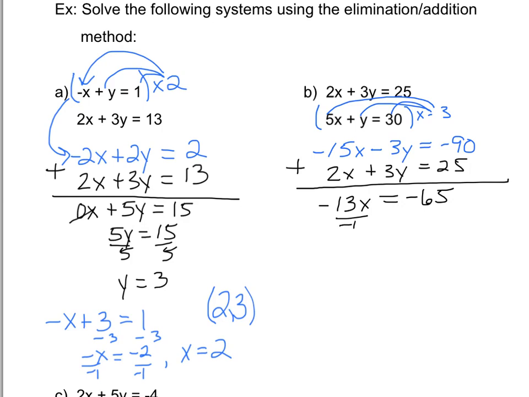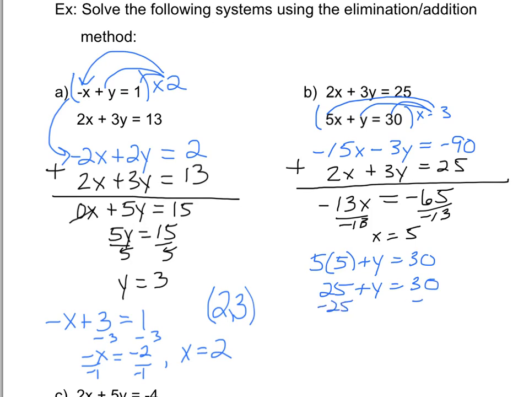So we divide by negative 13 on both sides. So I get x equals 5. And the last step is to solve for y. So I'm going to take one of the equations. I'm going to choose this one because it looks a little bit simpler. And I'm going to replace the x that we just found with 5. So 5 times 5 plus y equals 30. 5 times 5 is 25 plus y equals 30. We subtract 25 from both sides. So I get y equals 5. So my solution is the point (5, 5).